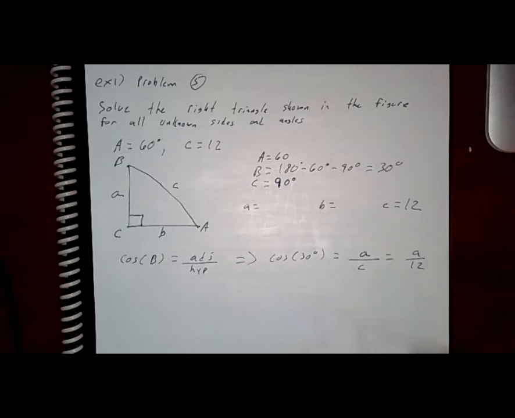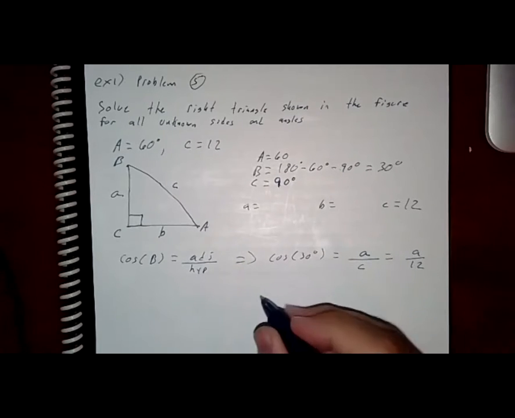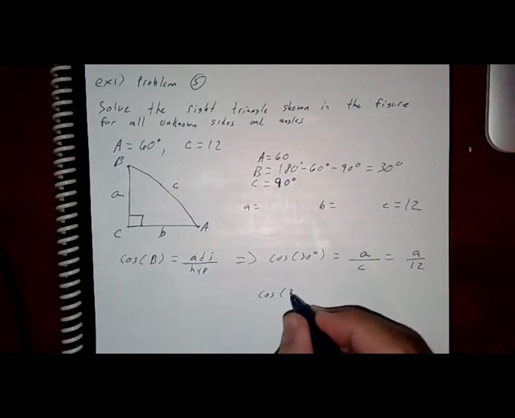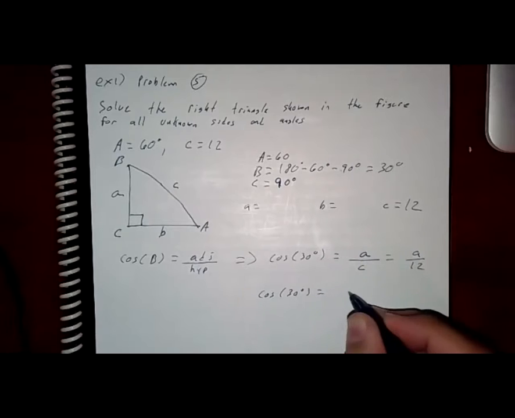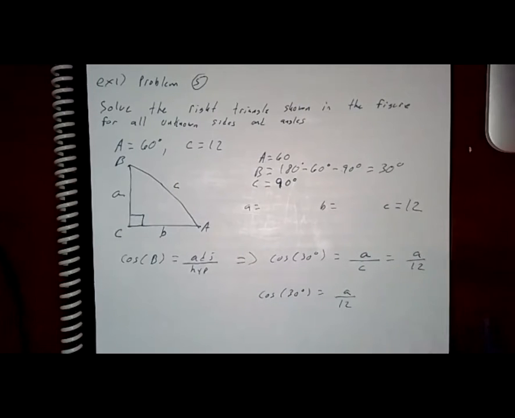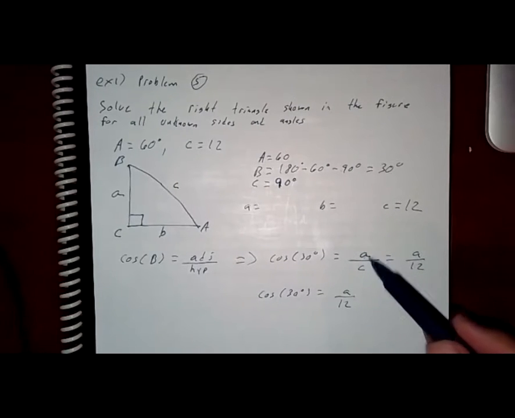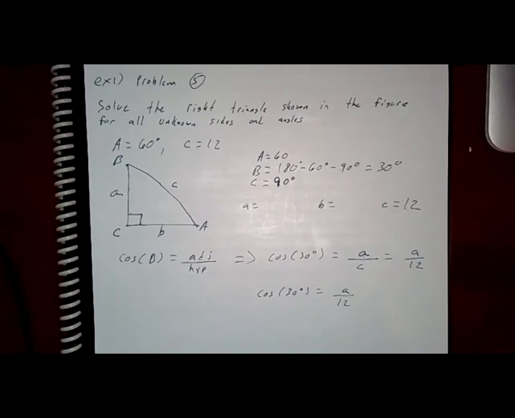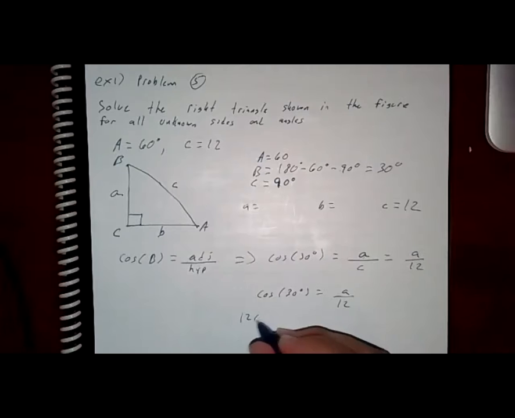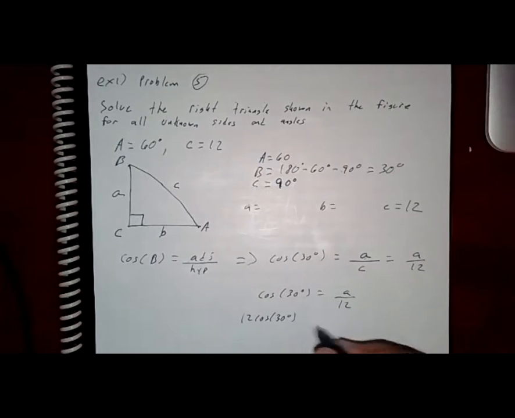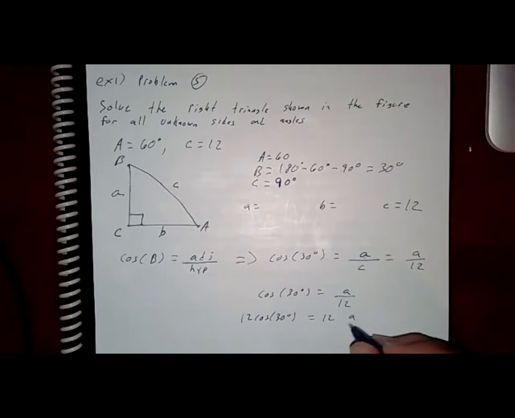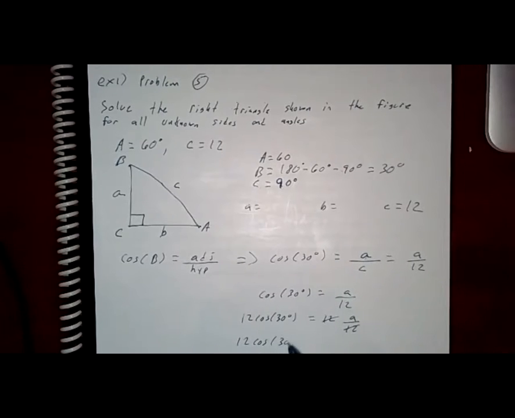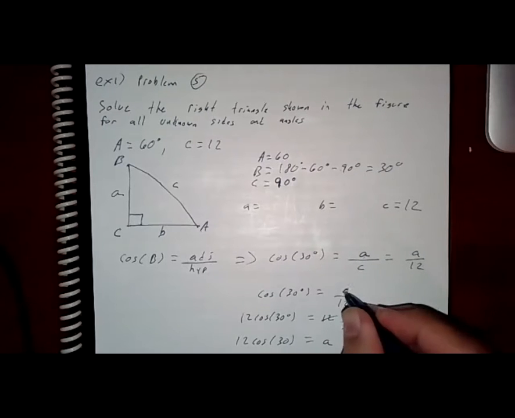All right, so go ahead and start working right here. The little in between step was unnecessary. I just want you to see that that's adjacent over hypotenuse, right? So multiply both sides by 12. So 12 cosine of 30 is equal to A. So there is A.